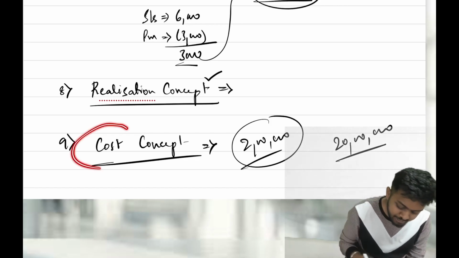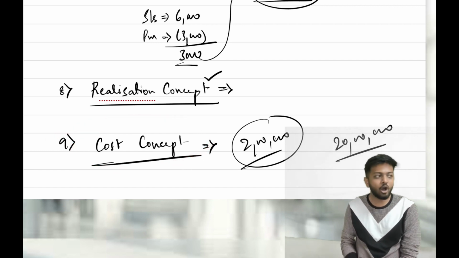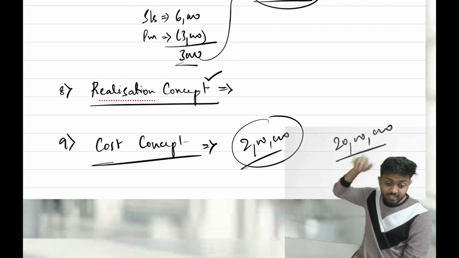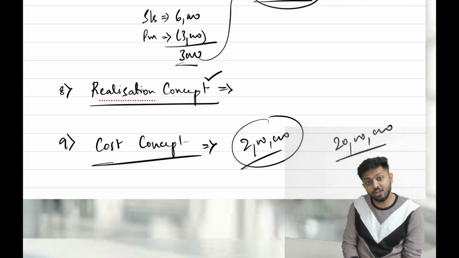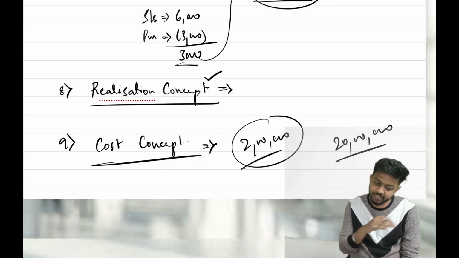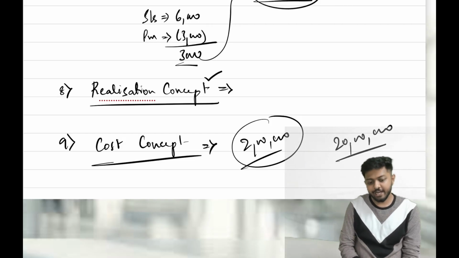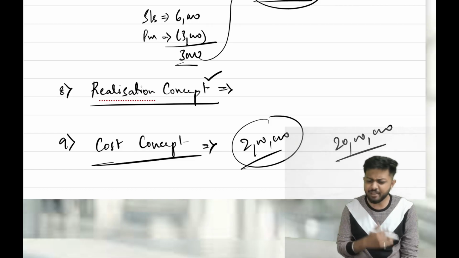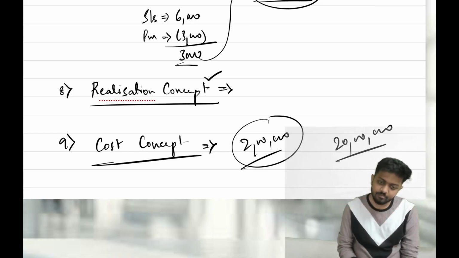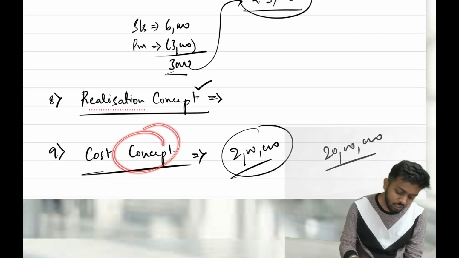Next we have cost concept. What did they tell in cost concept? They told all the assets should be maintained at historical cost only. They want us to maintain all the assets at historical cost. And you have to recognize it at historical cost and maintain in the books at historical cost is what they are telling as per cost concept. And whenever a transaction happens, it should be recorded at cost is what they are telling. Okay, that is as per cost concept.